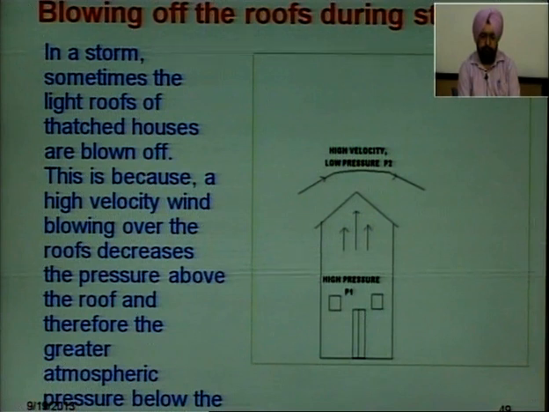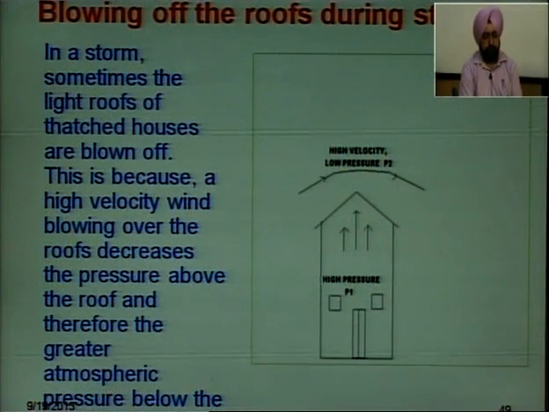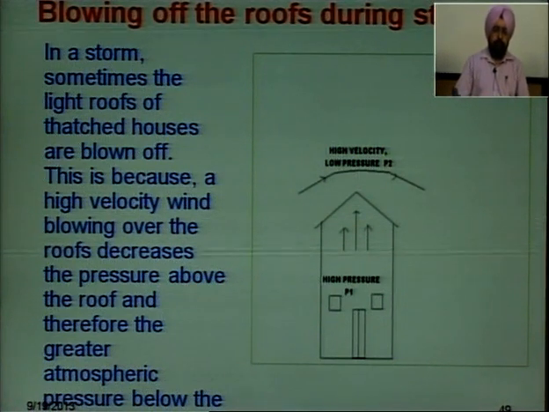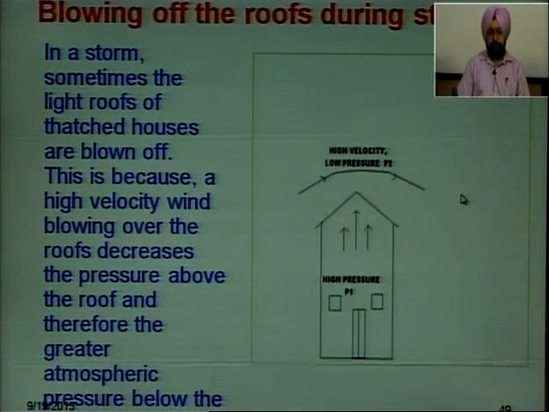In a storm, thatched houses, kacha houses having thatched roofs, they are blown up because they are light roofs. So, in a storm, sometimes the light roofs of thatched houses are blown off because a high velocity wind blowing over the roofs decreases pressure above the roof.